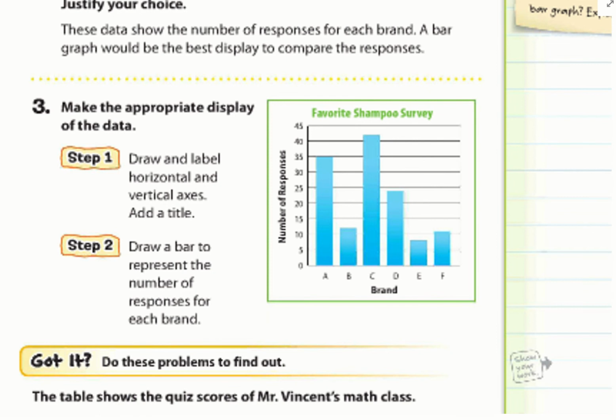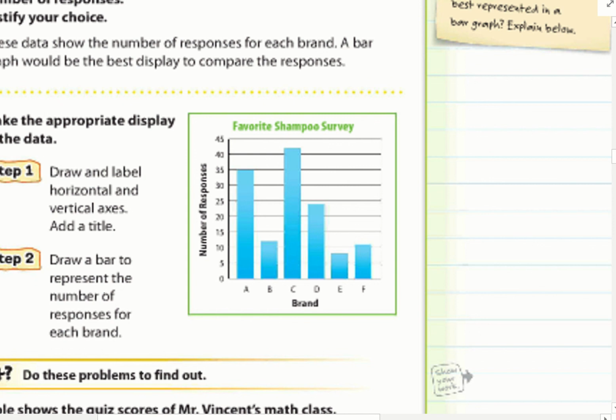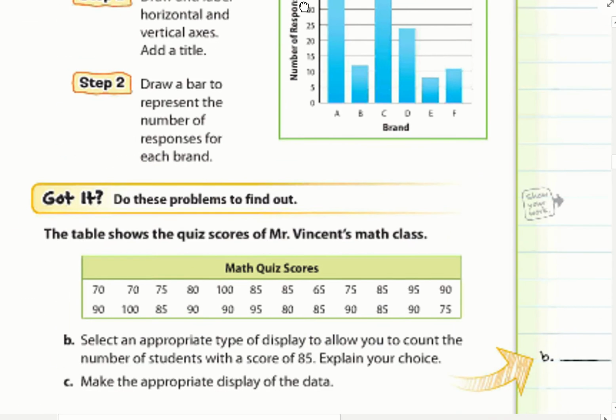So step 3, make an appropriate display. So we're going to make a bar graph. We'll put the brand on the bottom and number of responses on the side. So we have A, B, C, D, E, and F. And then these are going to be by 5s. And then we just kind of make the bar graph from there. So draw the bar to represent the number of responses for each brand.